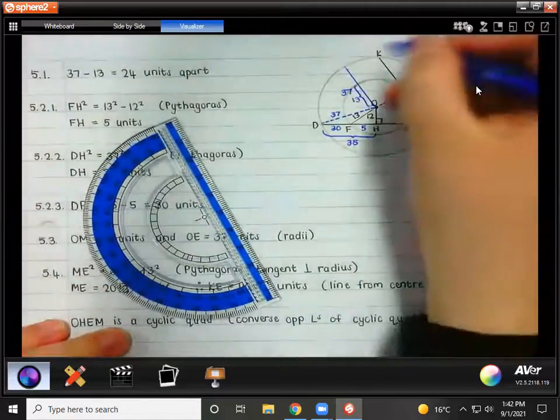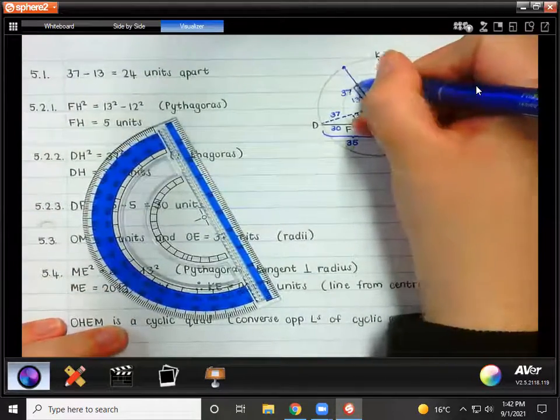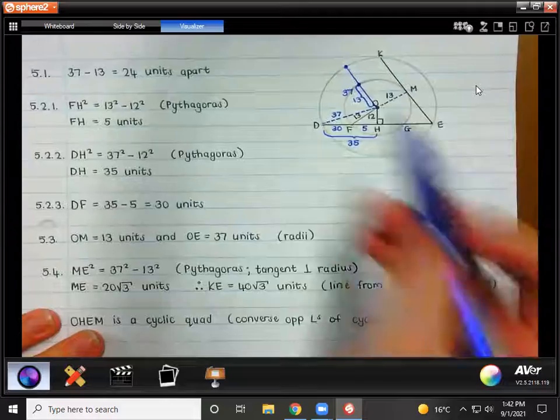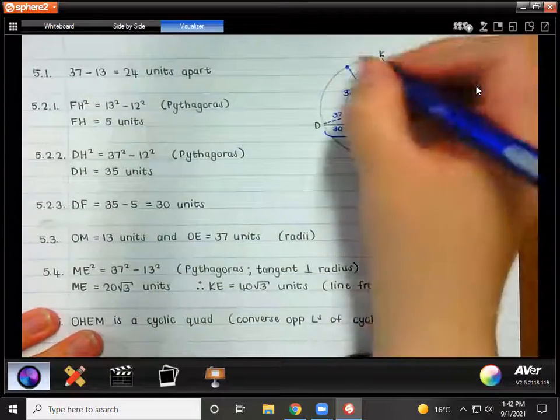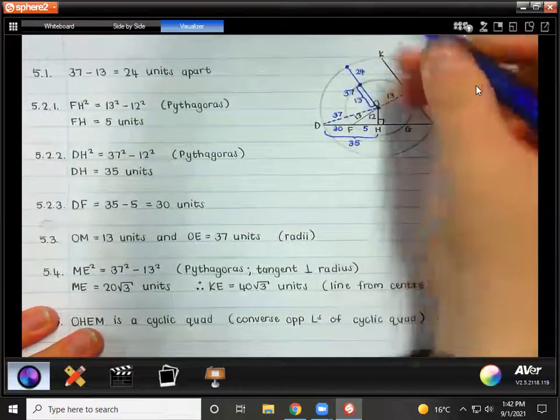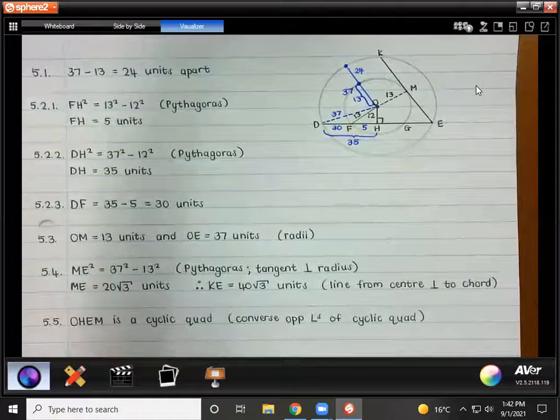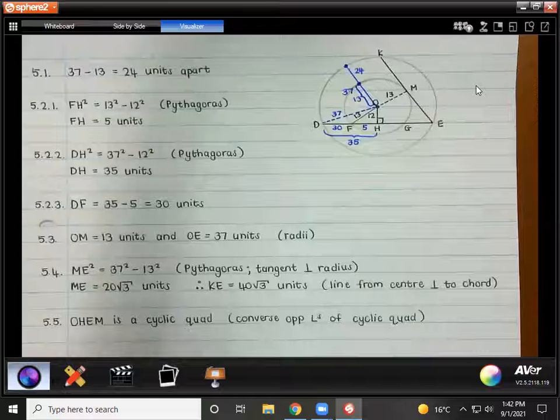So the distance between the two circumferences is going to be the whole length, 37, minus the 13. Does that make sense? So that is why it's actually 24 units apart. Because if the whole thing is 37 and that part is 13, then the other part would have to be 24. Obviously, it's not drawn to scale, but that is how you would calculate that one. So 5.1, it's okay if you couldn't get that because you didn't actually have to use it again going further down. So that was quite nice.